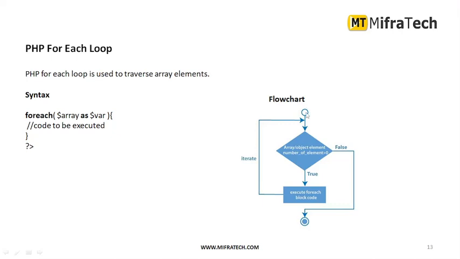The foreach loop will be started, with the array and a variable name given. If it is true, the block of code will be executed, it will iterate, and it will jump to the next array element and then be executed. When it is false, it directly gives the output. Syntax: foreach array as variable name, block of code.